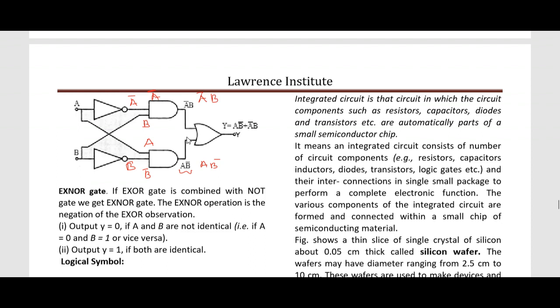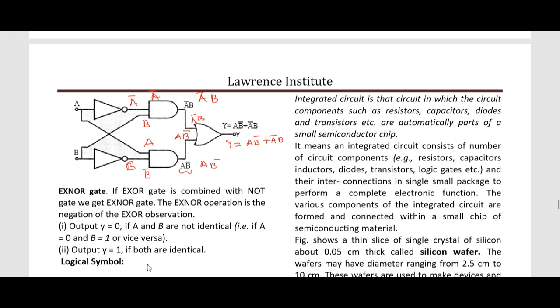Now here we have these two inputs, A bar B and A B bar. Here the input is A B bar and here the input is A bar B. Now we add both of them. Y is equal to A B bar plus A bar B. This is what we got.